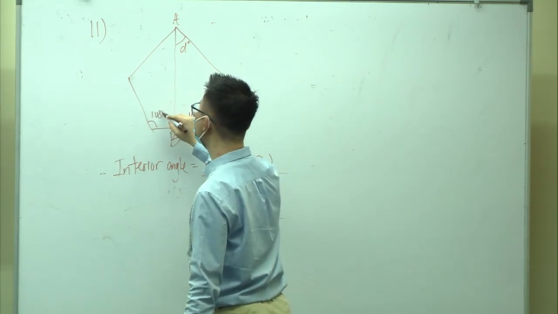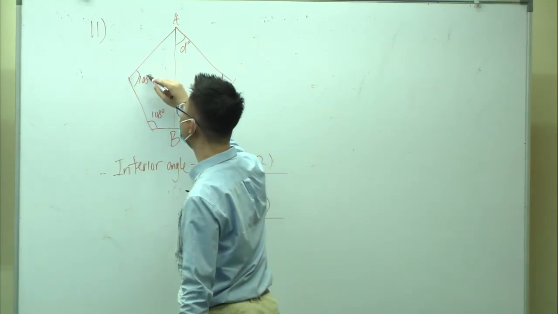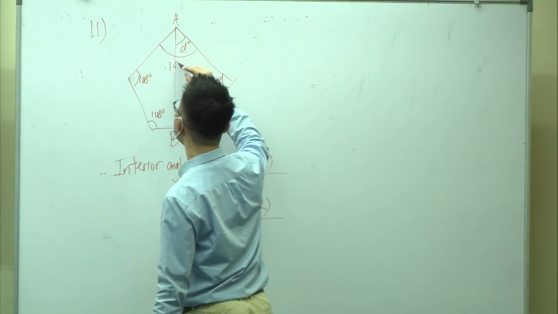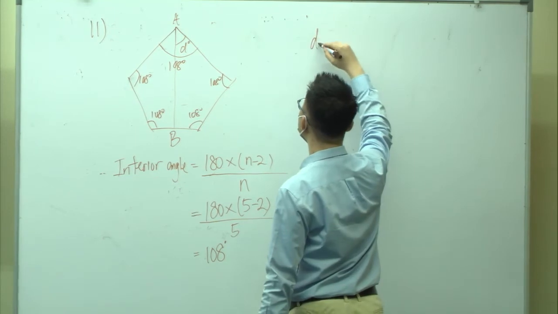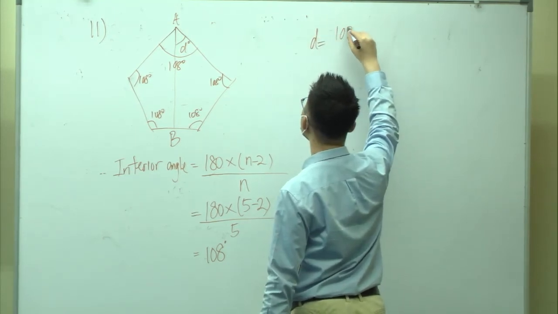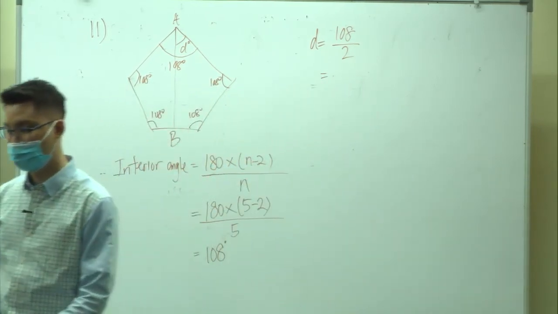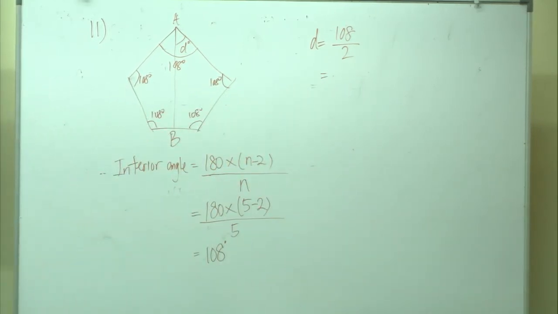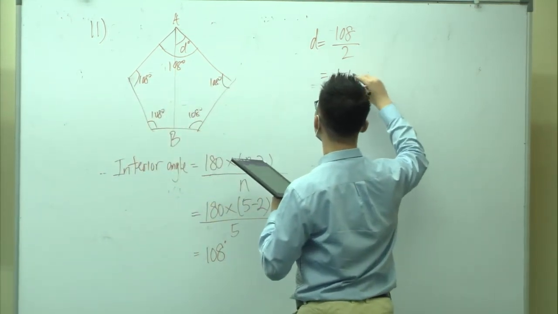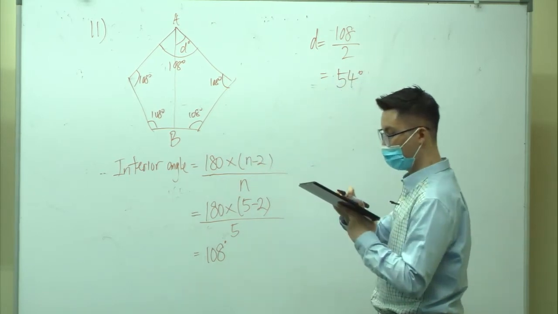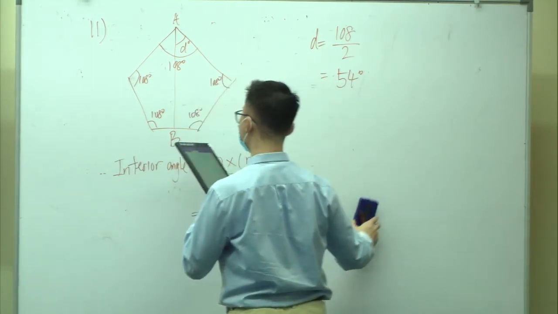108, 108, 108, 108. Of course, for this also 108. And D is just half of this 108. So for D, you just take the 108 over 2, you get 54. Okay, we settle question 11. Now we go to question 12.